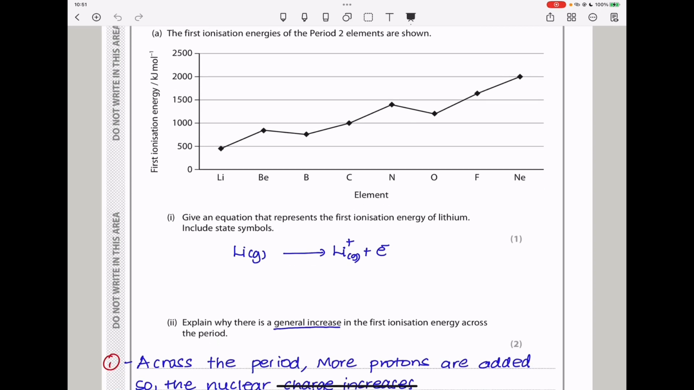They say give an equation that represents the first ionization energy of lithium, and they want you to include state symbols. So, because lithium is going to be a gas when it's ionized, lithium gas gives us lithium plus, which is a gas, plus 1 electron.